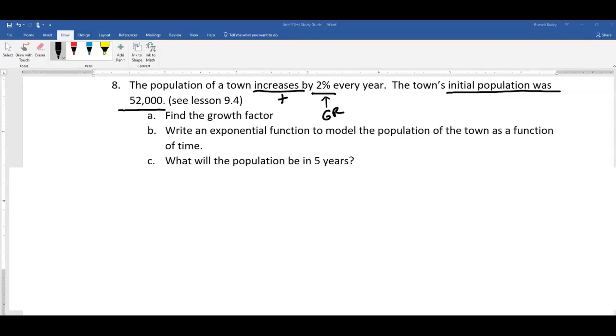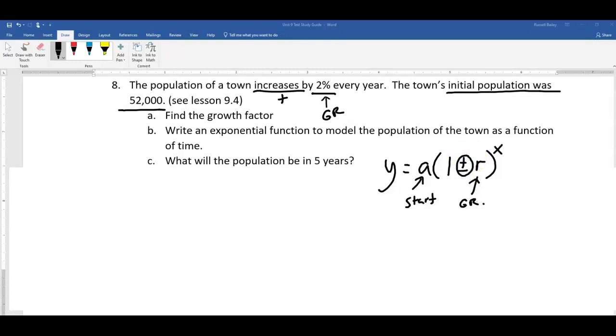And whenever we have these, we're using this type of formula. In these types of problems, this is the starting amount. This is your growth rate. And then you have to decide whether it's plus or minus.